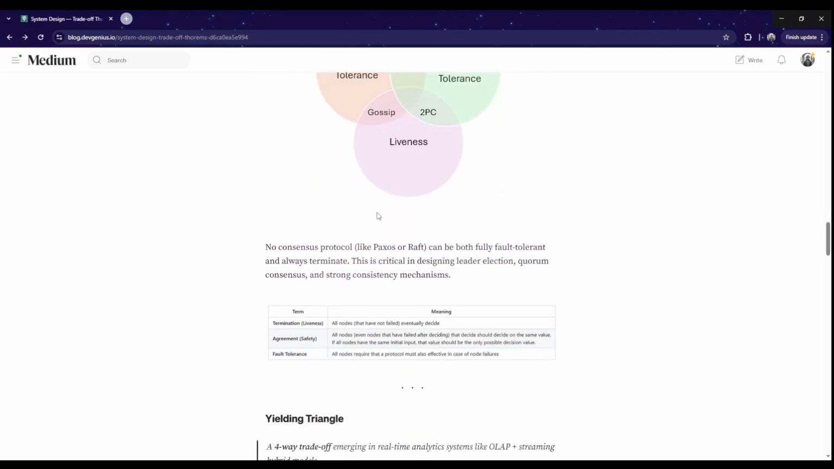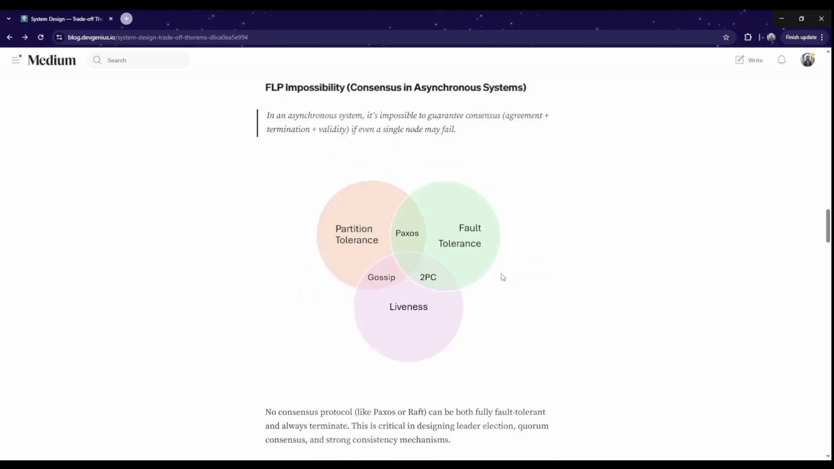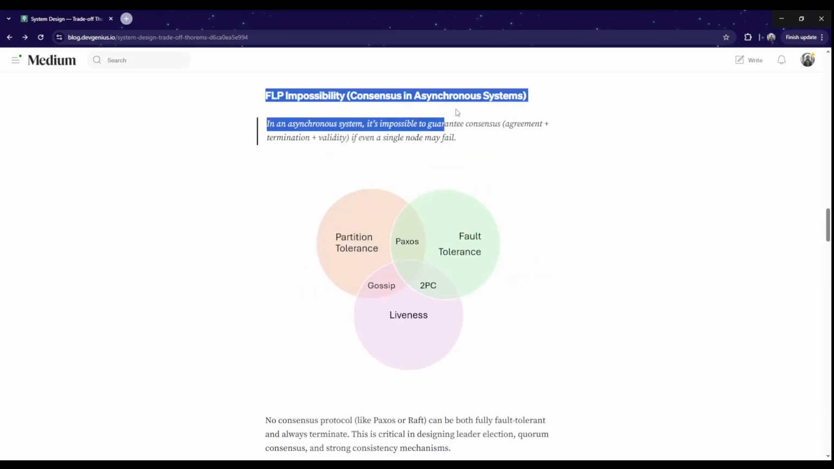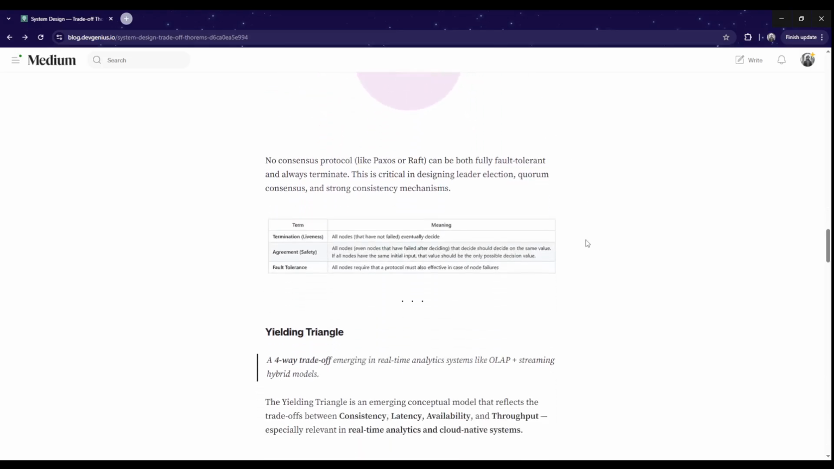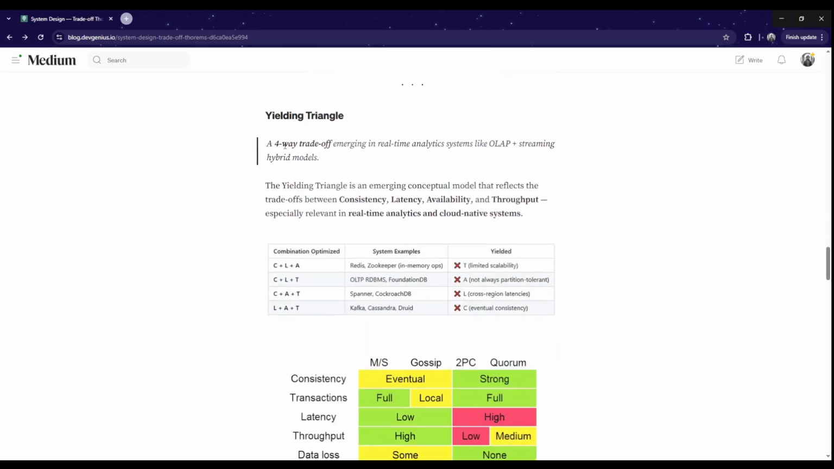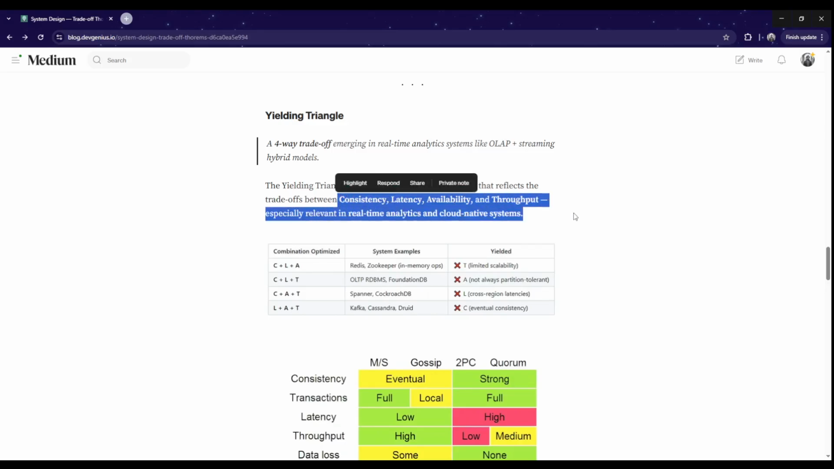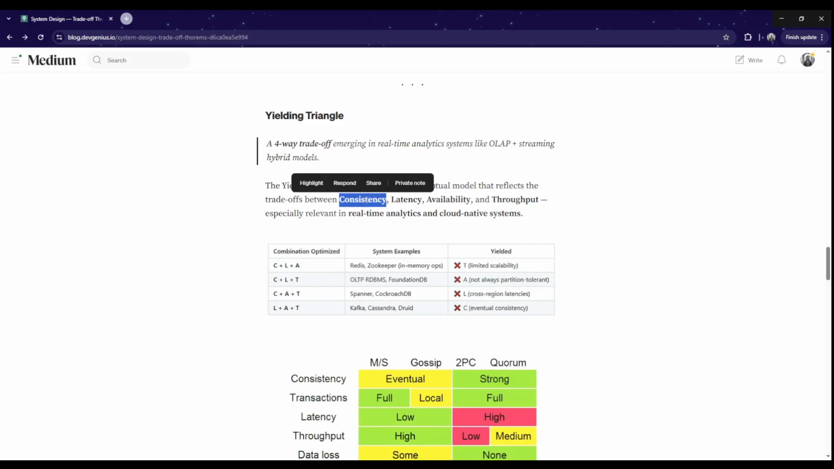So these are some consensus algorithms and which one to choose based on the attributes of the system. Then we have a yielding triangle, which says that this is a four-way trade-off where we can only take three out of these four systems. Like we can either choose consistency, latency, and availability, or we can choose latency, availability, and throughput, or we can choose consistency, availability, and throughput. We can't take all those four in one.